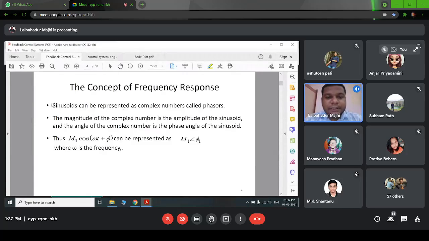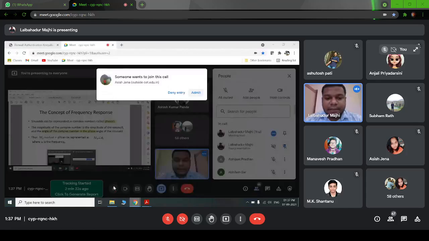So the sinusoids can be represented as complex numbers called phasors. Right? We know phasors. The magnitude of the complex number is the amplitude of the sinusoid, and the angle of the complex number is the phase angle of the sinusoid. Right? We know this.